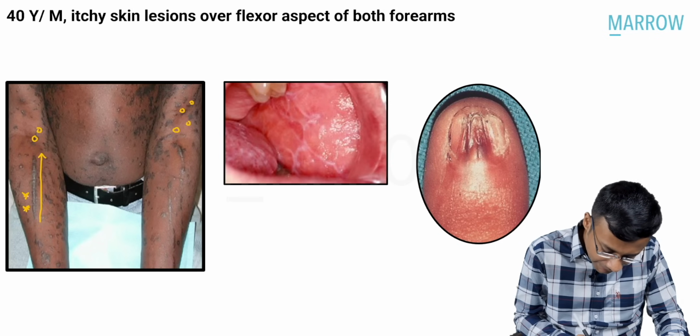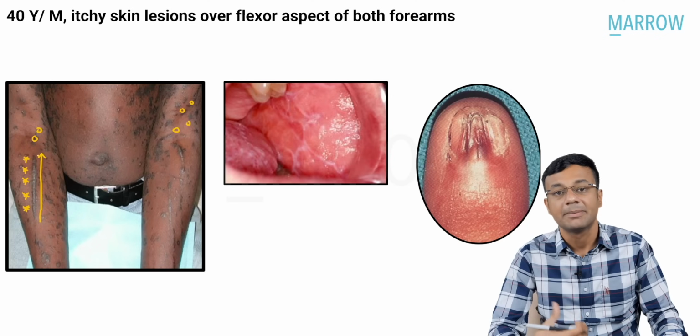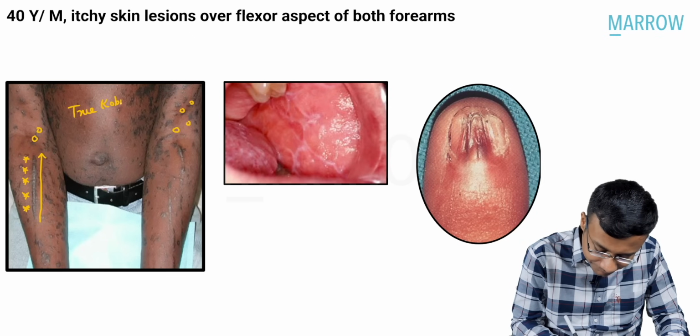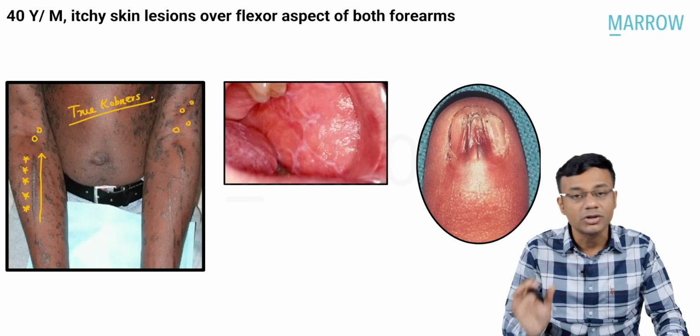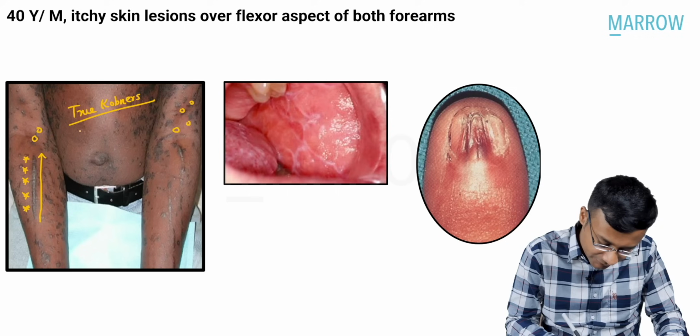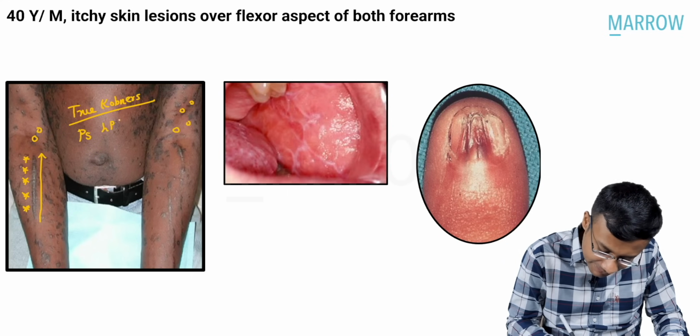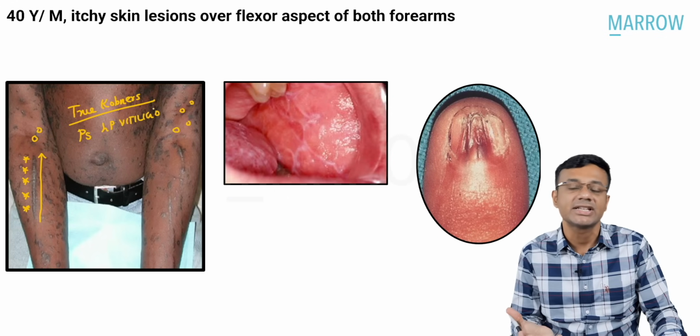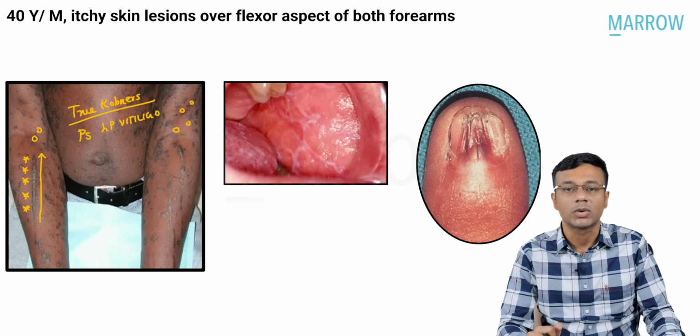Another very important finding, you can see wherever there's trauma, there's appearance of new lesions. So we can see here, along the area or the line of trauma, the appearance of new lesions. This is called true Koebner's phenomenon. And all of us should remember the three causes of true Koebner's: psoriasis, lichen planus, and vitiligo. So this is just a deviation. So we have violaceous papules and plaques distributed over the flexors.